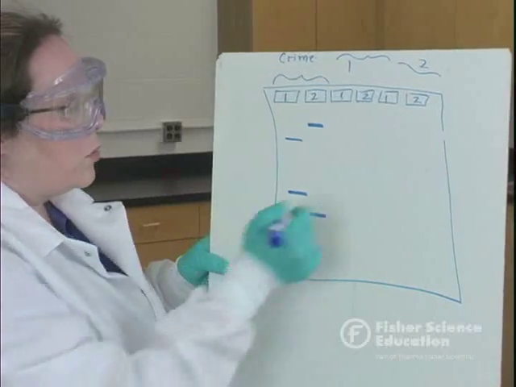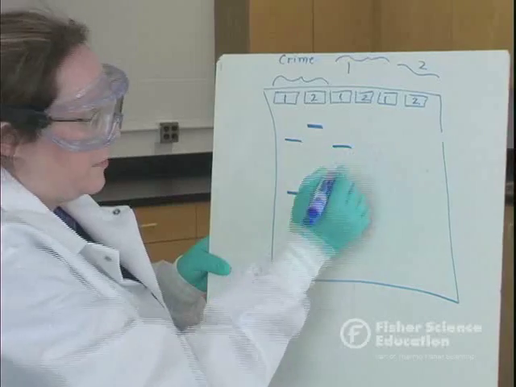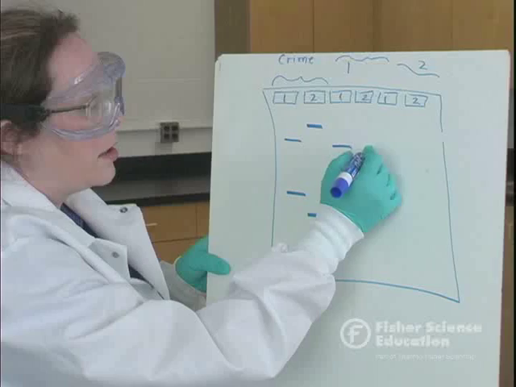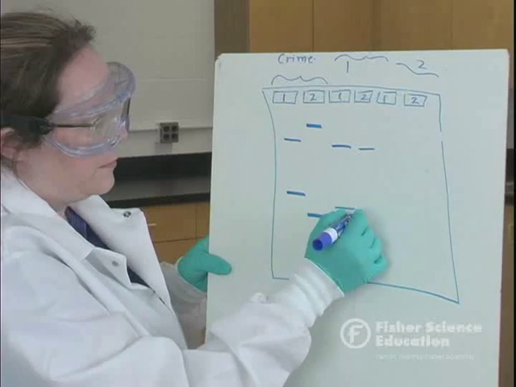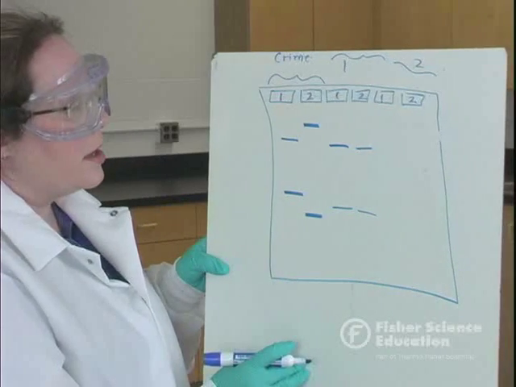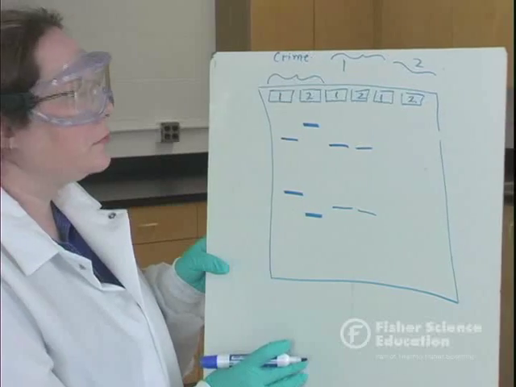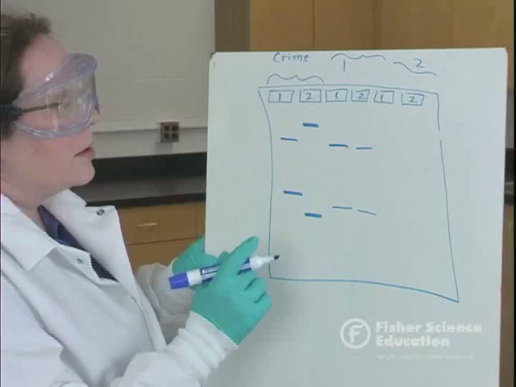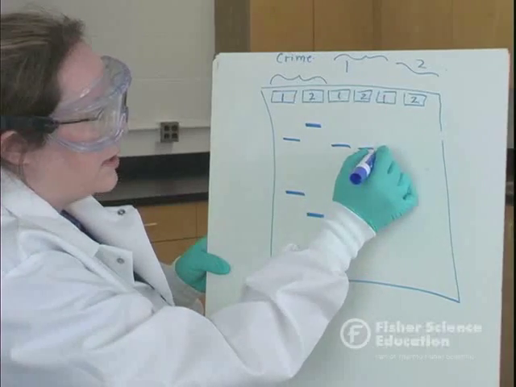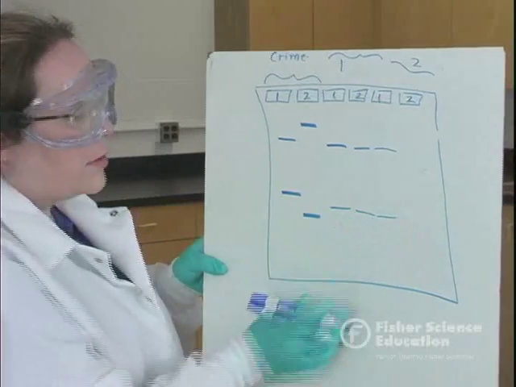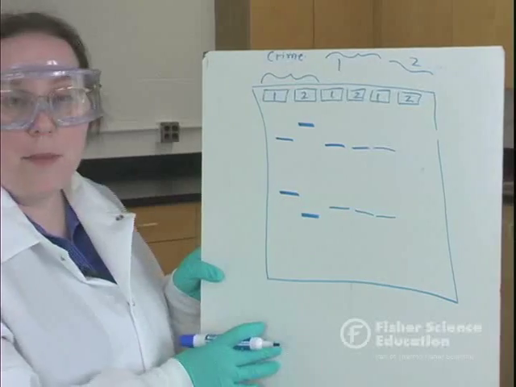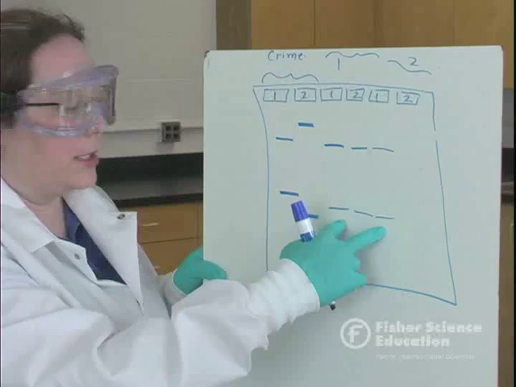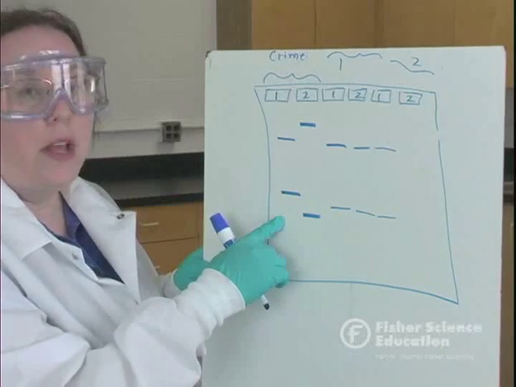Okay, suspect 1's DNA with enzyme 1 matches the crime scene. Cut with enzyme 2, okay, which also matches the crime scene, but for enzyme 1. Suspect 2, enzyme 1, also matches the crime scene. If we stopped there and only used 1 enzyme, we would not be able to differentiate which suspect had left behind their DNA sample at the crime scene.